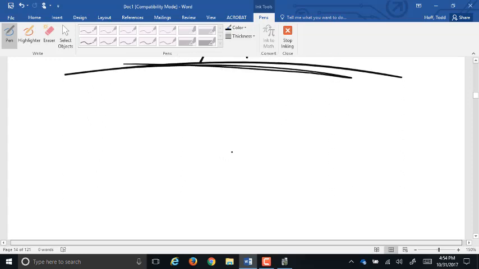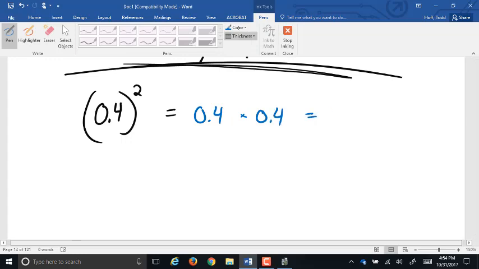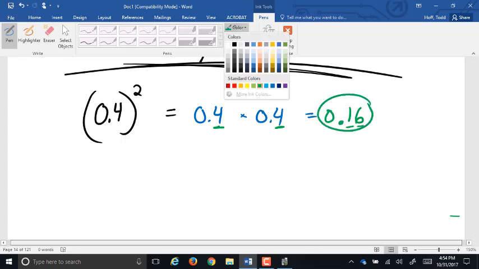Okay, so last operation we need to cover, and then we'll get out of here for the night. 0.4 squared. Remember that is 0.4 times 0.4. Well, 4 times 4 is 16. Remember, we count the decimal places. There's 1, 2 decimal places in the problem. Has to be 1, 2 decimal places in our answer. That is 0.16.